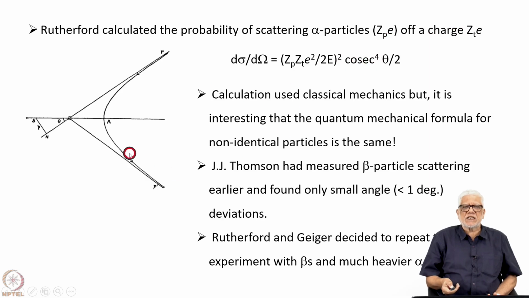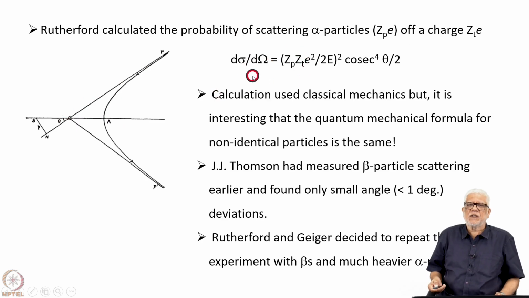And this calculation used just classical mechanics. So this figure shows that you can come in asymptotically at a certain angle and then get scattered. So this parabolic trajectory is the trajectory of the alpha particle, and the nucleus is sitting somewhere here, and you can define this in terms of the impact parameter and so on, and he got this equation, the differential scattering cross section, which is inversely proportional to both the energy squared and the fourth power of sine theta by 2.